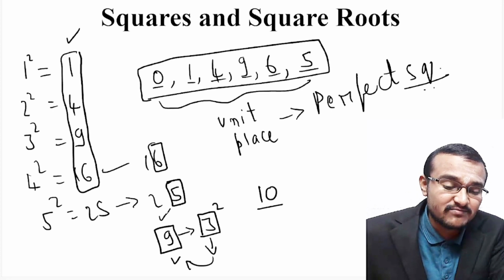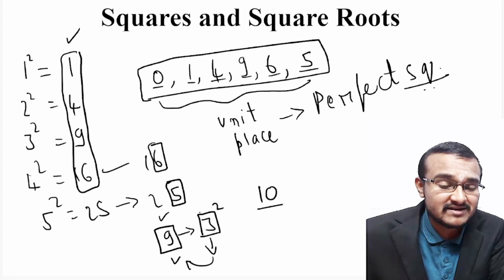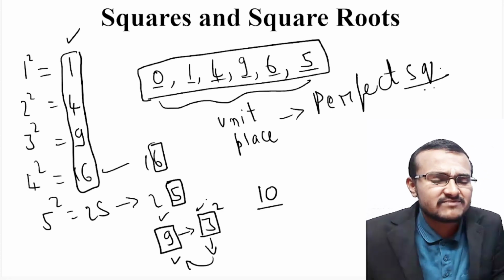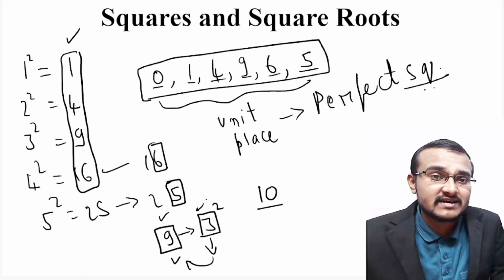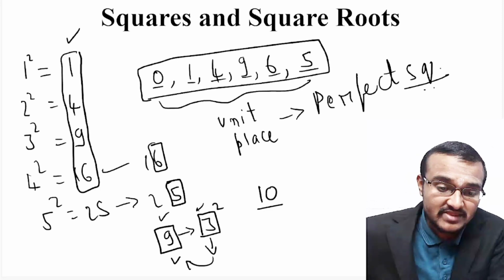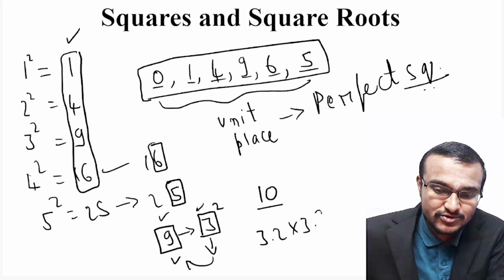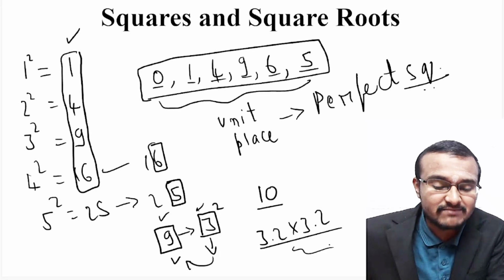So 9 is a complete number. 3 is also a complete number. Complete number means a natural number without any decimals or any fraction involved in it. So now if I take 3.2 into 3.2, then you will get a certain number.